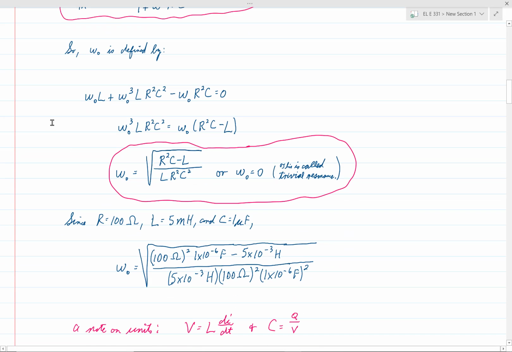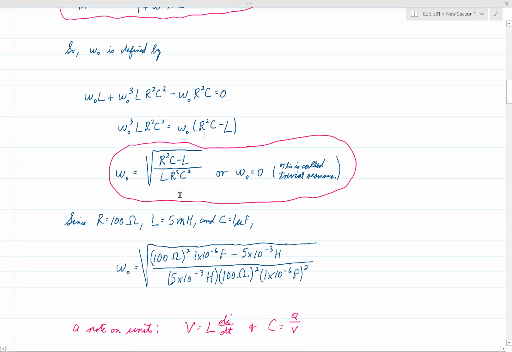Okay, well, if omega naught is not equal to 0, then it's okay to divide by omega naught. And so we would have omega naught squared over here and no omega naught over here. And then divide each side by L r squared c squared and take the square root. And here we have the other solution for omega naught. Now, we would have a negative value as well, but we're not going to worry about that. This is what we're interested in, this positive non-zero frequency for omega naught.